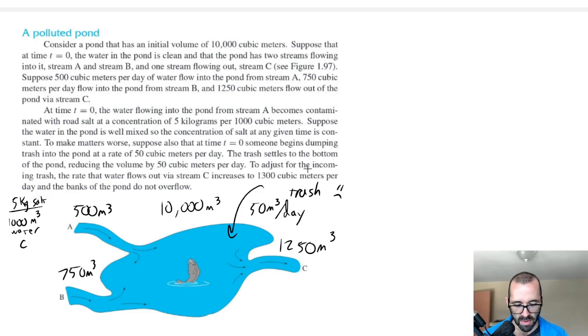To adjust for the incoming trash, the rate that water flows out via the stream increases to 1,300 cubic meters per day so that the banks don't overflow. So again, in some sense, the volume's still constant. The volume of the water plus the trash is still constant, but the volume of the water is no longer constant. The volume of the water is changing.